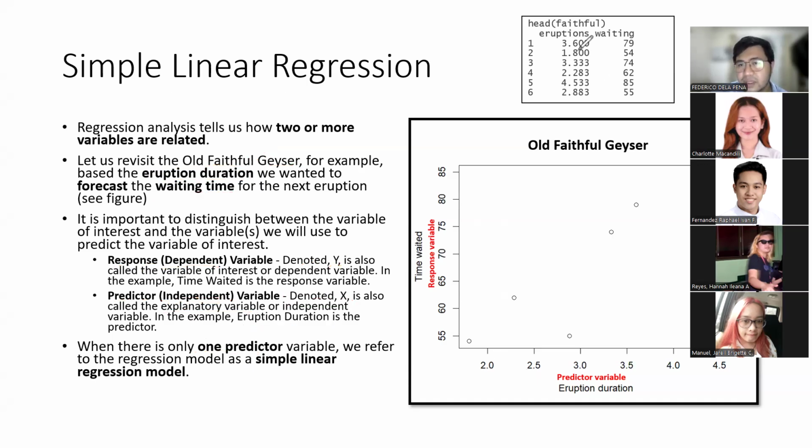Right, and you're just going to see here, this is the data for the Old Faithful geyser, right? Duration of the eruption, and then the waiting time for the next eruption. And by convention, the x values, or the predictor variables, or the independent variables, would be placed on the x-axis, and then the response or the dependent variable would be placed on the y-axis, right?